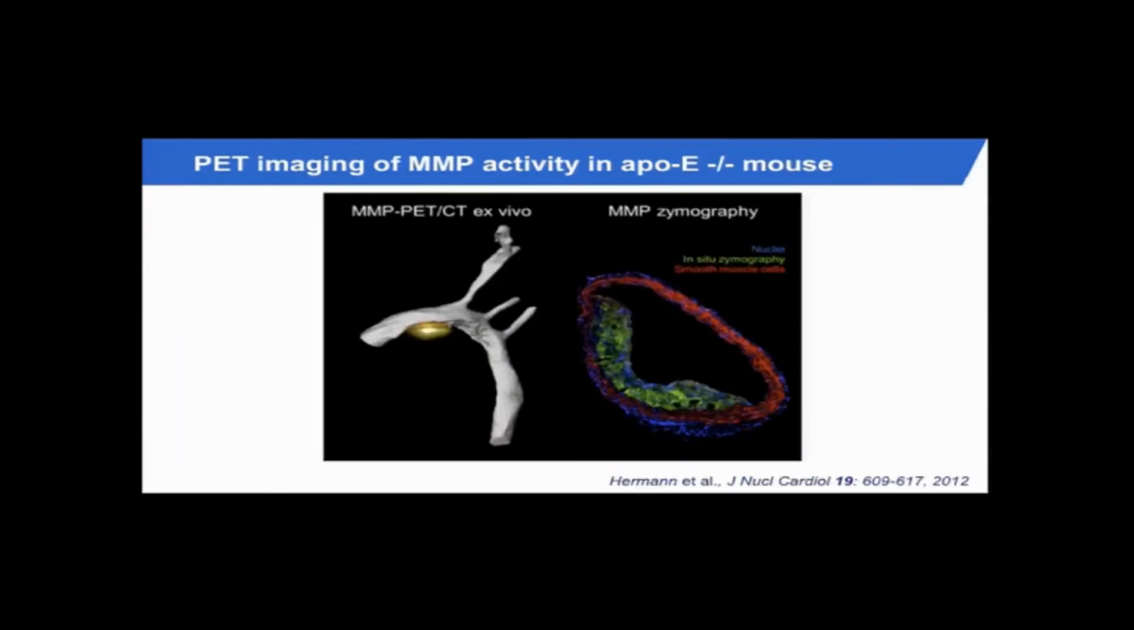The same group also develops low molecular weight MMP-specific agents. These are 18-fluorine labeled agents. And in the same animal model, you can see here a hotspot of an MMP inhibitor at a location where later MMP tomography indeed showed the enzyme to be present. So nuclear imaging is important.